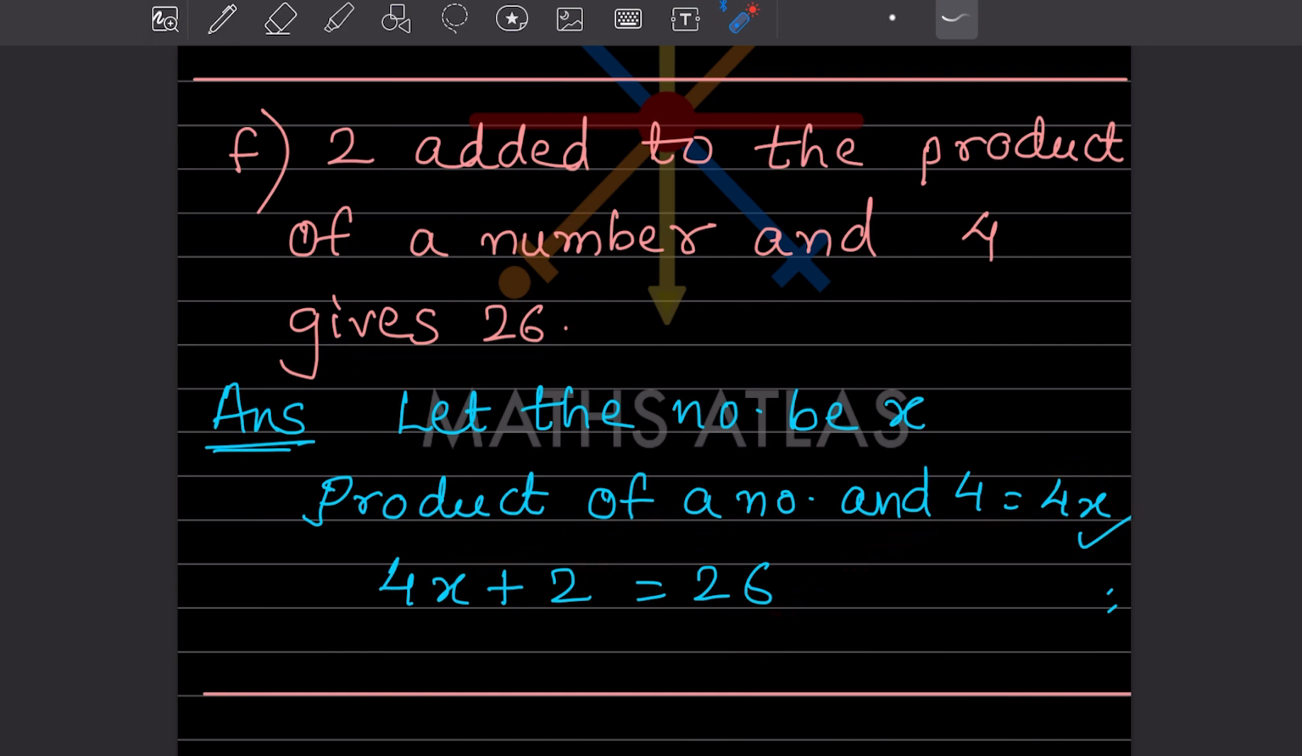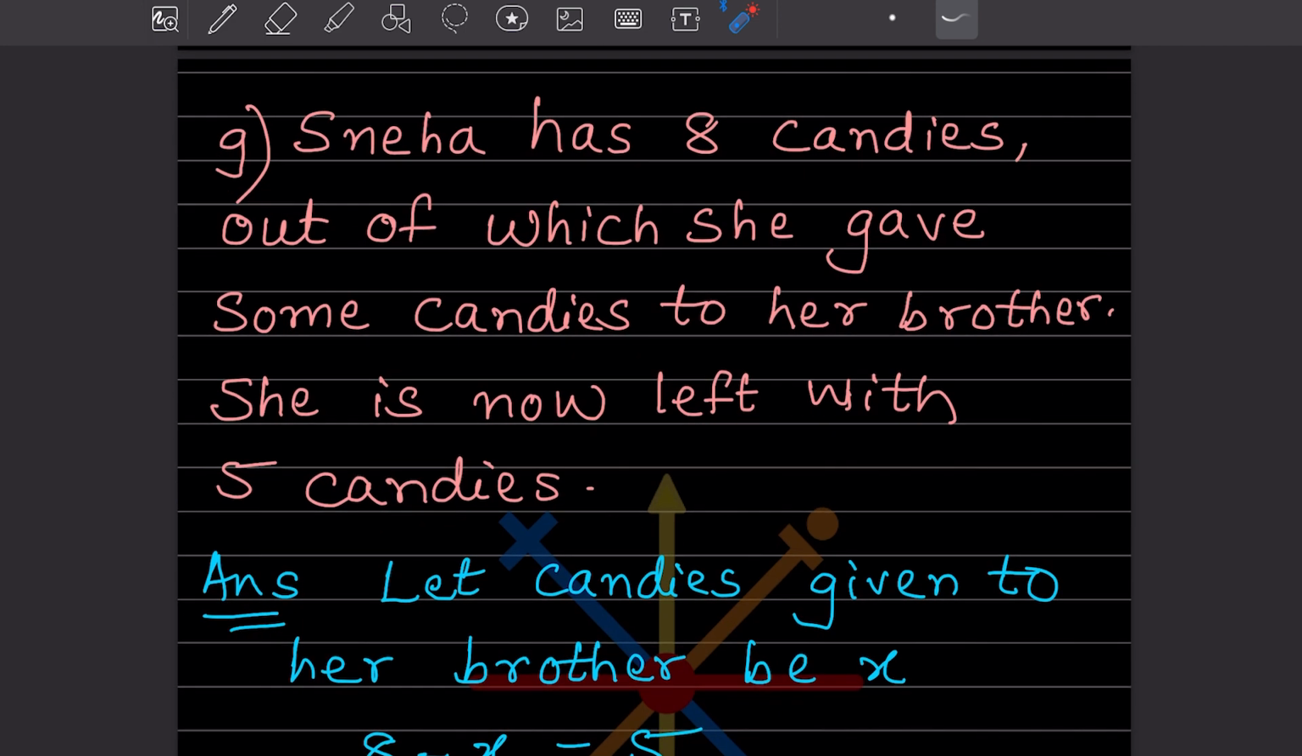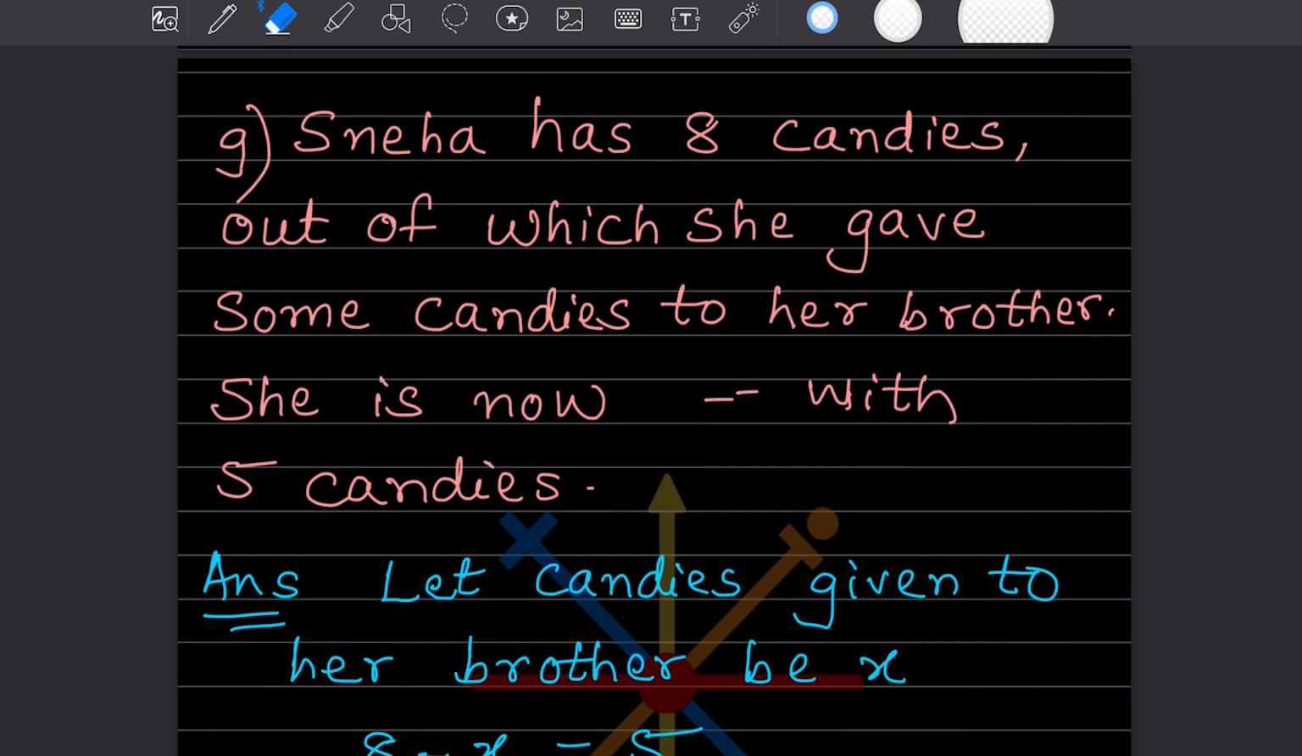Okay, so now the next one. It says that Sneha has 8 candies, out of which she gave some candies to her brother. She is now left with 5 candies. So now what is given here? Let candies given to her brother, we don't know, be x. Some means that was x. So now she has 8 candies, and out of this, she gives x to the brother, right? And now she's left with 5 candies, means the result is going to be 5, isn't it? So what are you going to do? That is simple. That is 8 minus x is 5. Okay.